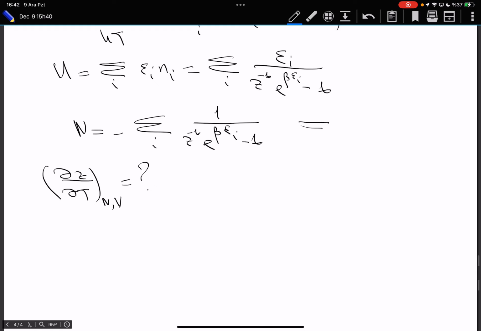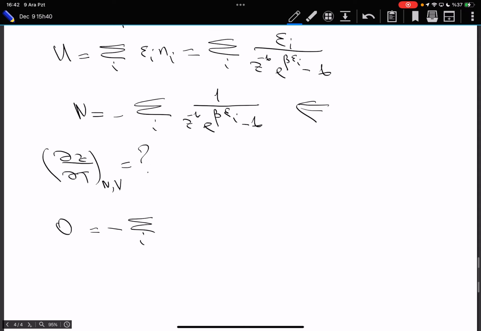Well, this is my equation which determines Z implicitly. Let me take the derivative with respect to temperature of both sides at constant N and V. Now the left-hand side is N. Since I'm keeping N constant, that derivative is 0, which is equal to minus the sum over i. I have to take the derivative of the right-hand side with respect to beta, with respect to temperature. And remember, beta depends on temperature, Z depends on temperature. That's what I'm looking for, how Z changes with temperature. But the epsilon_i are independent of temperature. They are the single particle energy levels. They only depend on the volume.